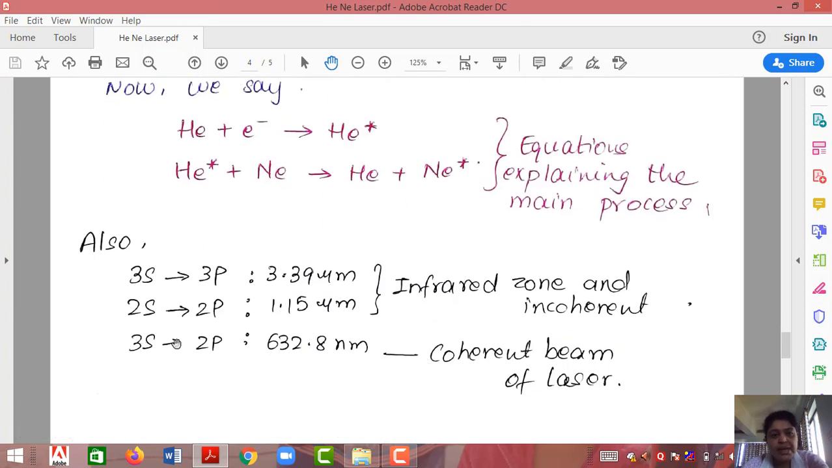Also, we can see from the above process that 3s to 3p is 3.39 micrometers and 2s to 2p is 1.15 micrometers. This is in infrared zone and incoherent. So this light will not be useful. Only the transition between 3s to 2p, wherein we have population inversion, will give us 632.8 nanometers wavelength photons which are coherent.